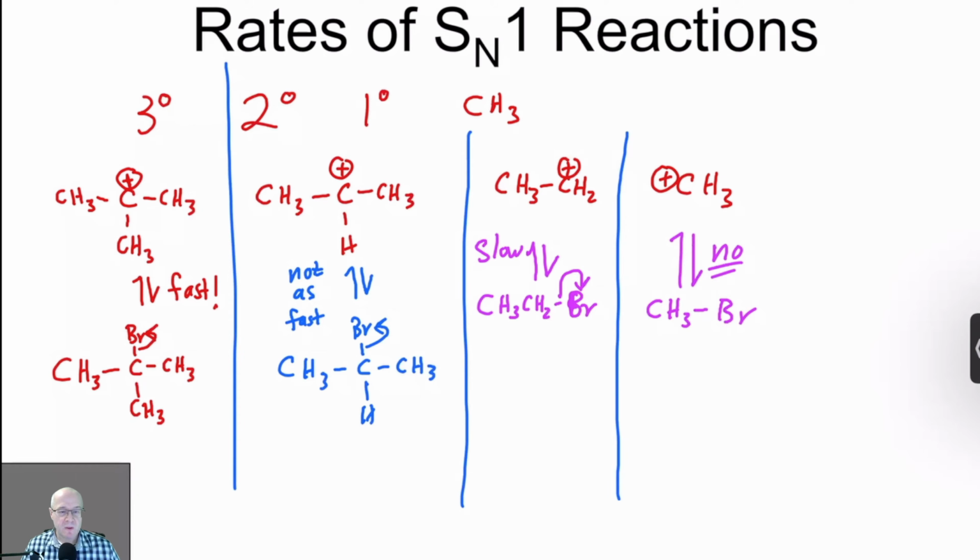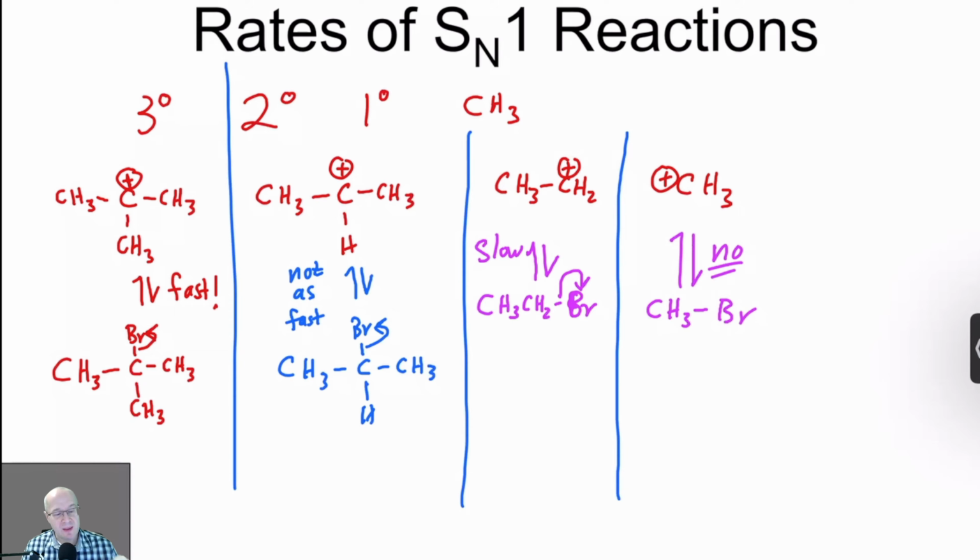All right. So now let's think about this for a second. Tertiary halides react the fastest because they form a tertiary carbocation. Secondary halides react next fastest because they form a secondary carbocation. Primary forms very slowly because it forms a primary carbocation. And methyl basically doesn't form at all because it forms a methyl cation. Now, maybe it will work, but not likely. Okay?